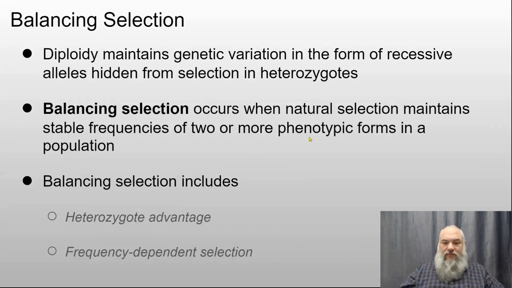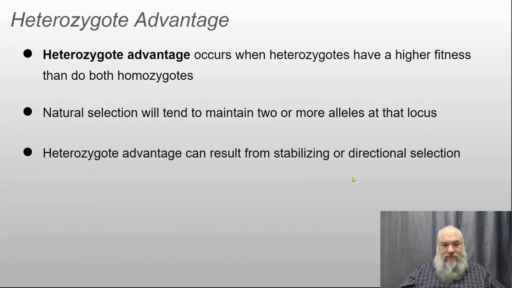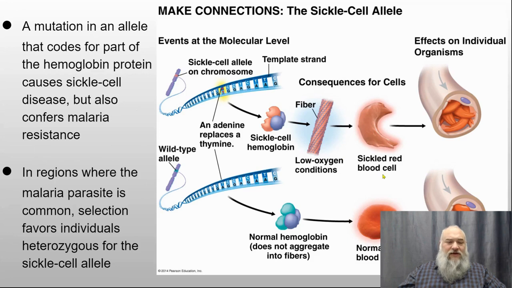Okay. So that's when balancing selection occurs, when natural selection maintains stable frequencies of two or more phenotypic forms in a population. And what I was just mentioning was something called heterozygote advantage, where the heterozygotes have a higher fitness than the homozygotes, where you want to retain two or more alleles at a locus. An example of that, we talked about it before, would be sickle cell, right?